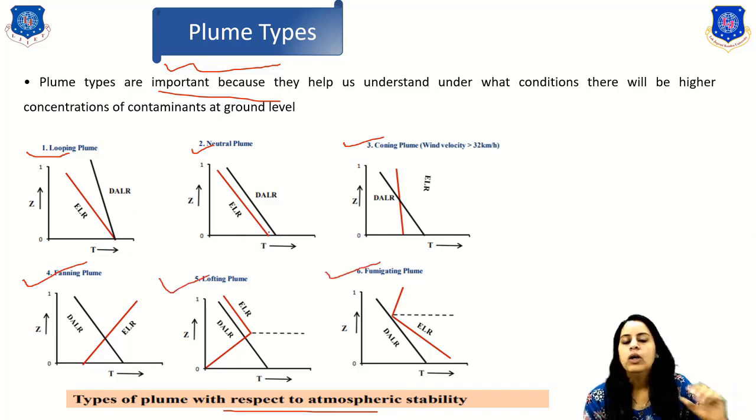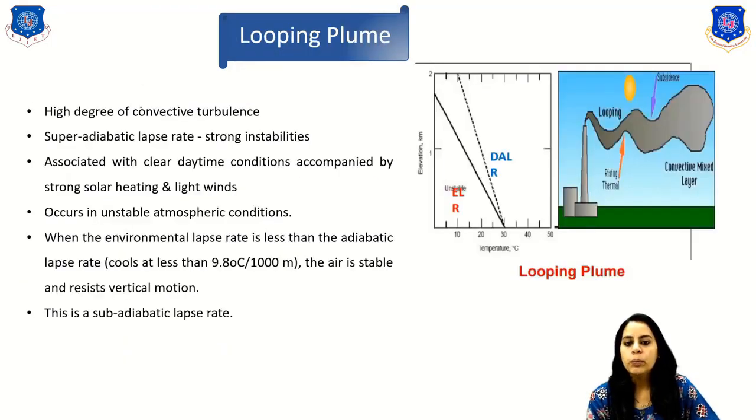plume, right? Here you can see the environmental lapse rate and the dry adiabatic lapse rate, which means atmospheric stability is connected with the plume, right? So now we will discuss the various plumes and the environmental stabilities in detail. The first one is the looping plume.